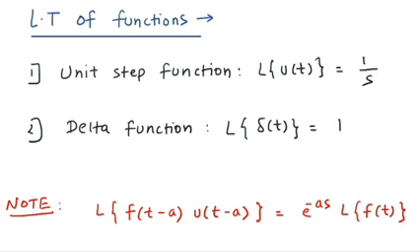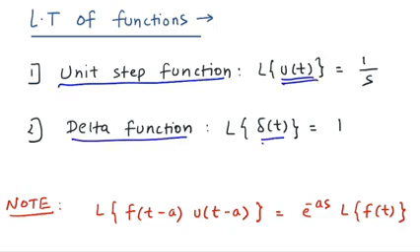In this video, we are going to see the Laplace transform of different functions. So basically we have two types of function, unit step function and delta function. The respective terms are u of t and delta of t. So Laplace transform of a unit step function is 1 over s, and Laplace transform of a delta function is 1.